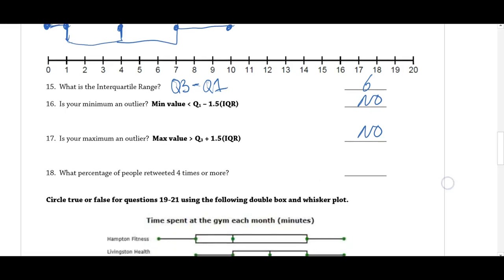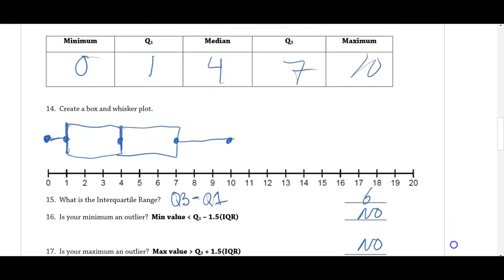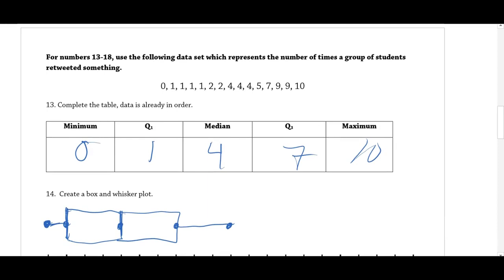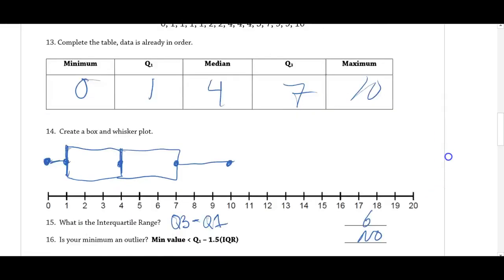And then looking at question 18 here. We talked a little bit about this last week, but let's get a good example on here so we have it. So we want what percentage of people retweeted 4 times or more. So if I'm looking, I want to see what percent. When we find a percent, we do the number of things that fit that criteria and divide by the total. So first thing we need to do is figure out how many people fit that category.